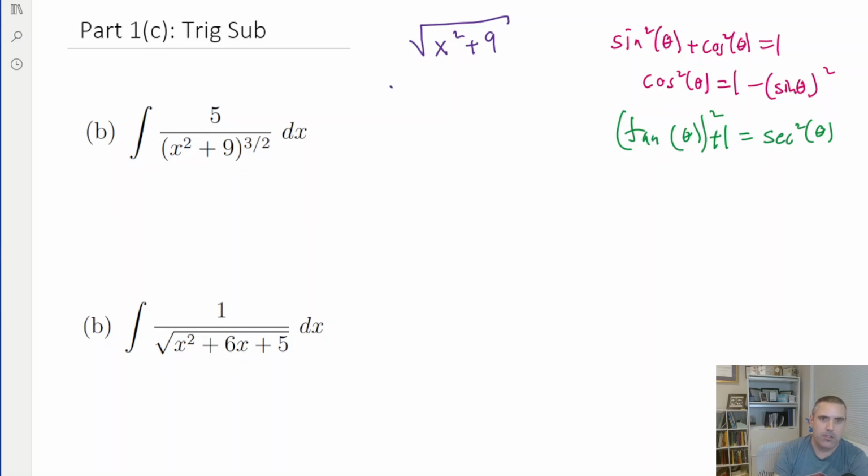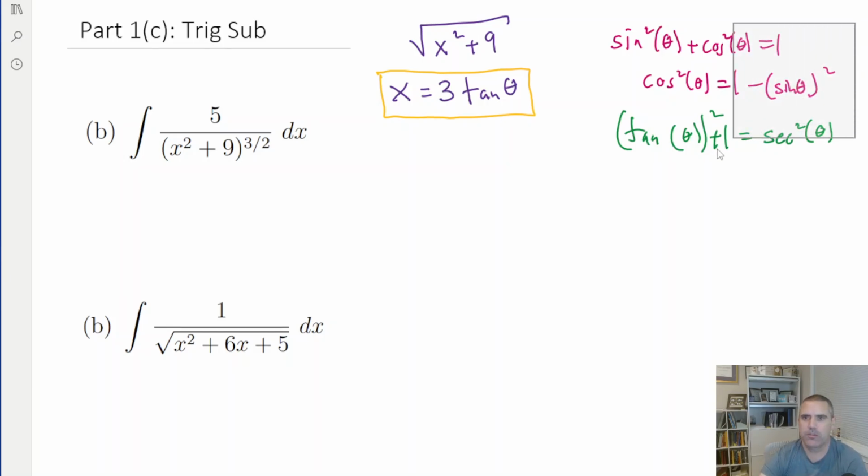So the method is we are going to replace x with 3 tangent of theta. So it's a crazy method to make things uglier. It's a substitution where we're not making it nicer in terms of the variable, but we're doing it to get rid of the square root. Okay, so let's run through how that goes.